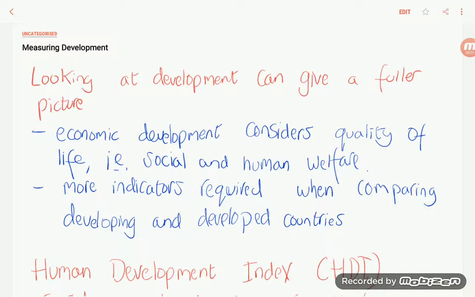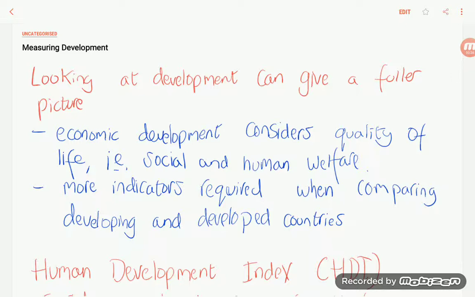Measuring development. Looking at development can give a fuller picture. Measurements of growth or unemployment are used to work out the standard of living in a country, but often those figures don't tell us the full story. A better way to look at a country's standard of living is to measure its economic development.